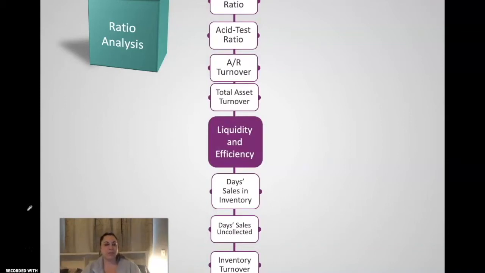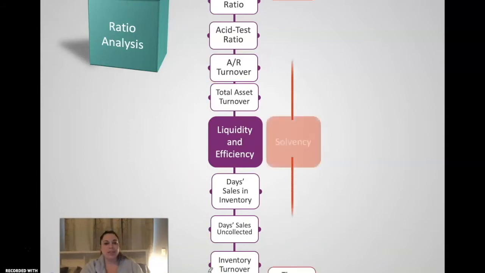We have the liquidity and efficiency ratios, and I'll be going over all of these separately coming up. So we have current ratio, acid test ratio, accounts receivable turnover, total asset turnover, days sales in inventory, days sales uncollected, and inventory turnover. So there's a lot of formulas here.